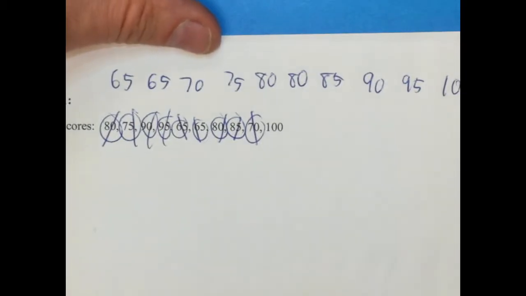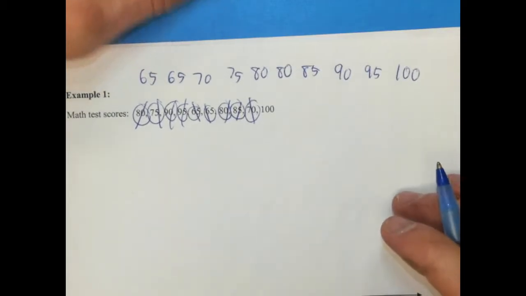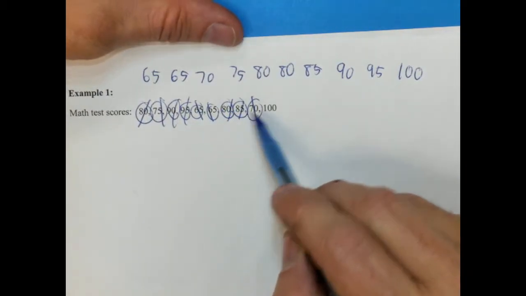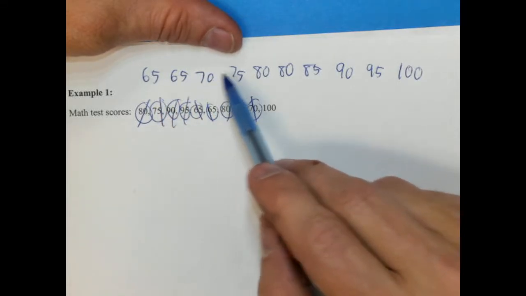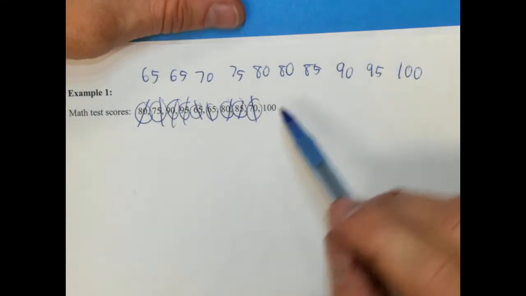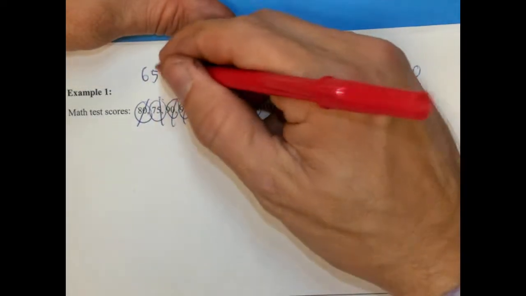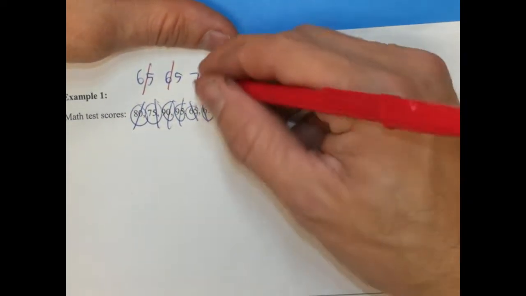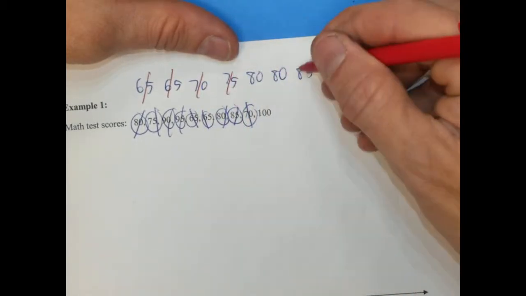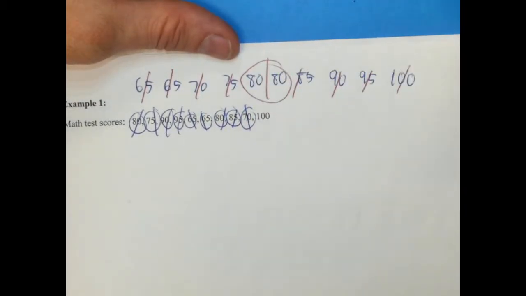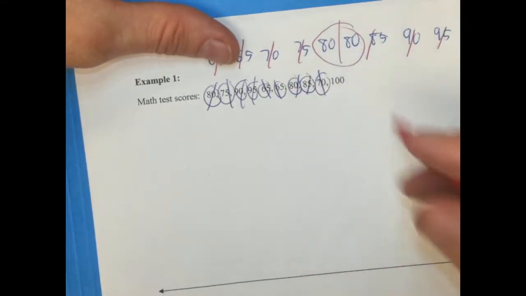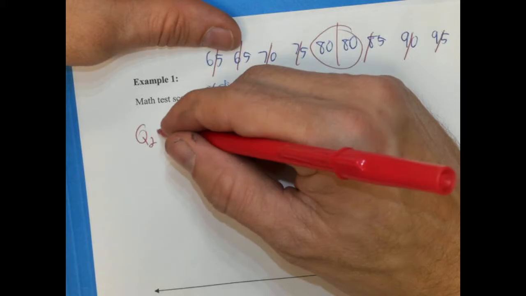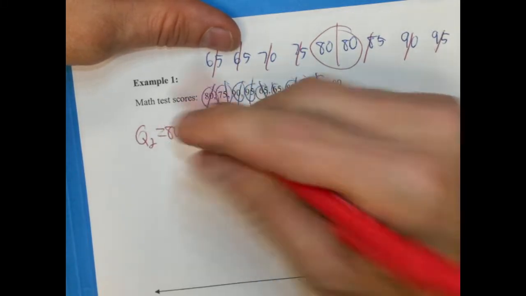So I always like to, let's zoom out a little bit, I always like to count and make sure I have the same amount of numbers. So I have 1, 2, 3, 4, 5, 6, 7, 8, 9, 10. Okay, so that means because we have an even number of data entries, we're going to find the average. Okay, so we're going to cross these out. And it's going to be between 80 and 80, so of course it's going to be 80. So we found our Q2. Our Q2 is going to be 80.